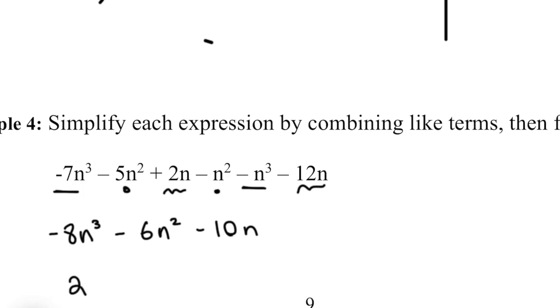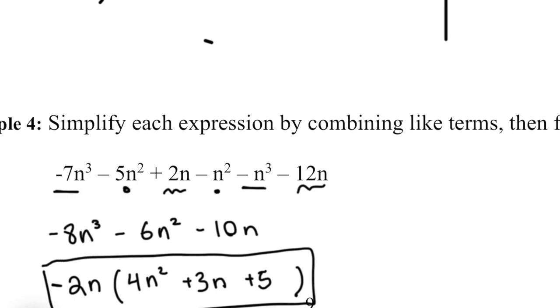And between n cubed, n squared, and n, they all have at least 1n. So that's my greatest common factor. Knowing that my first term is negative though, I'm going to actually factor out a negative sign as well. Okay, and then negative 8 divided by negative 2 is 4. N cubed over n is n squared. Negative 6 over negative 2 is plus 3. N squared over n is just 1n. And negative 10 divided by negative 2 is 5. And n divided by n is just 1. So this is my factored polynomial.